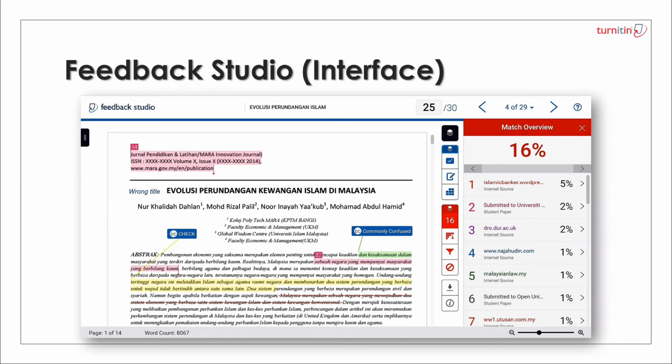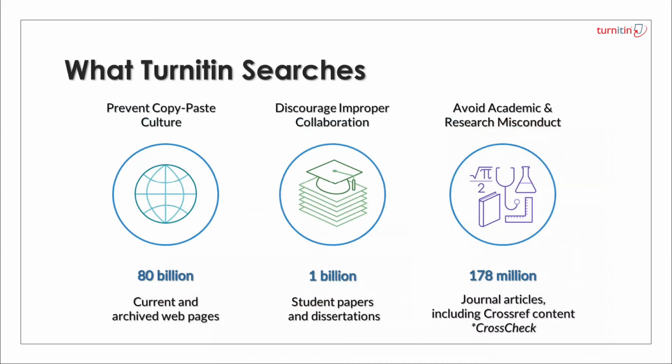Okay, so three types of databases. The first one is current and archive internet copy. Currently, Turnitin has 80 billion pages indexed, and the good thing is it's still counting. So every day, Turnitin will index new web pages into the database.